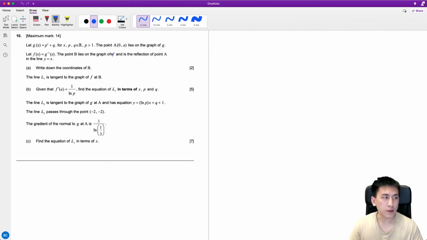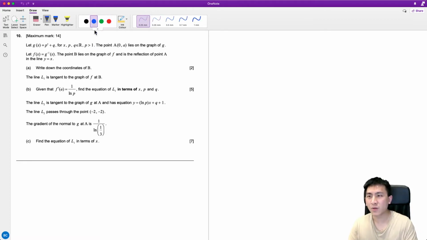Now, the first part of the question, well, part A is really easy, all right? They ask for the coordinate of B. Now, without even thinking, you will know that's going to be A and 0. Because, well, different way to think about it, right? So, first thing first, if you know it's going to be a reflection along the line of y equals x, that simply means that you flip the x and y, right?